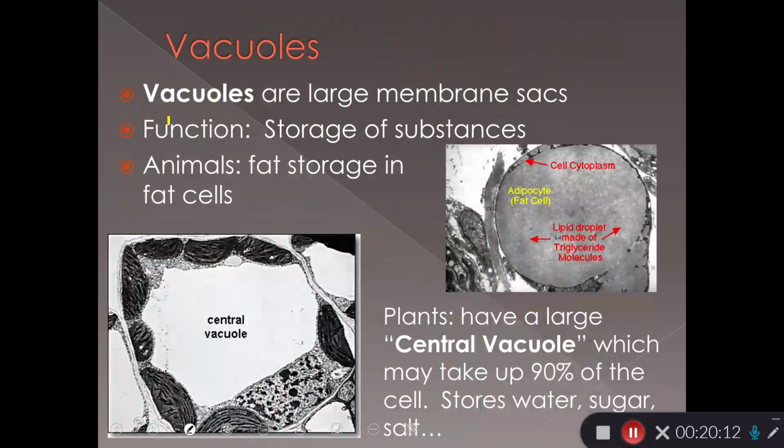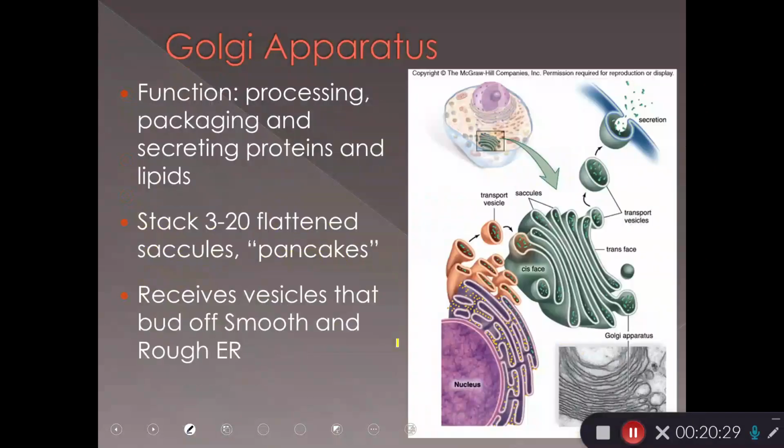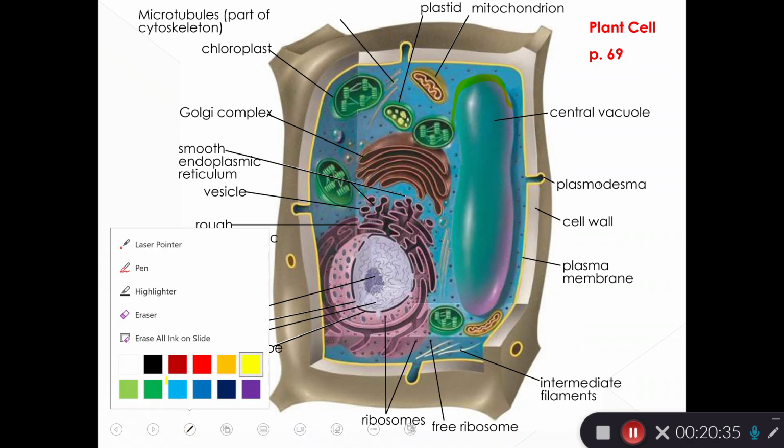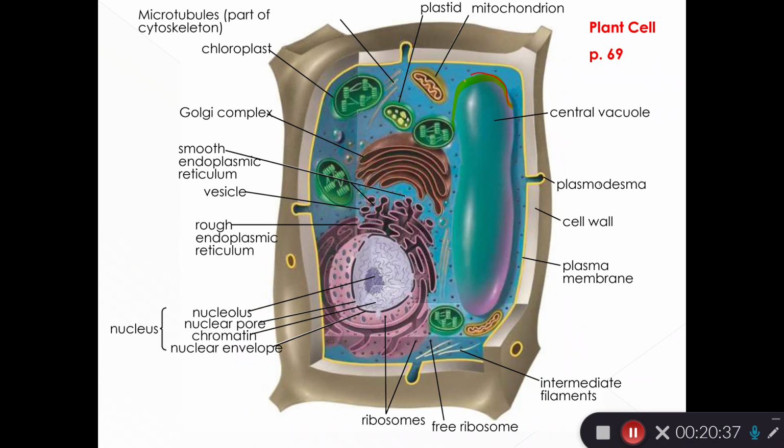The vacuole is a large storage molecule. So it's large in plant cells to store water, but in animal cells it'll store fats. Plant cells have a large central vacuole, which may take up to 90% of the whole cell. Look at this plant picture right here. See, this whole big thing is the vacuole for storage. It stores water.